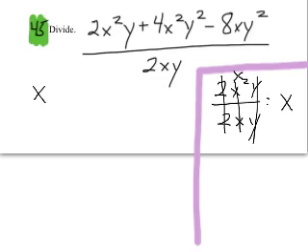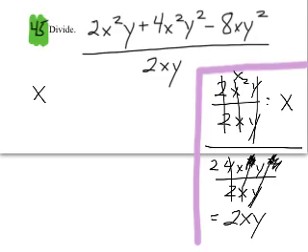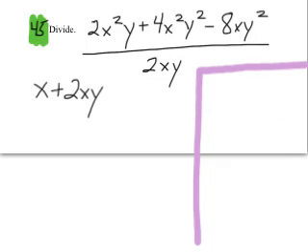Okay, so now we'll do the next one. We'll go 4x squared y squared divided by 2xy. Again, the 2 goes into the 4 2 times. The x goes into the x 1 time, so that only leaves one x. I think I'll just cross out the 2. The y goes into the y 1 time. So there's what we have left. We've got 2 times xy left. So this is plus 2xy.